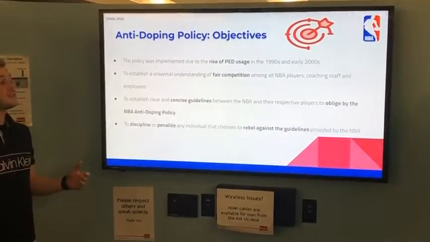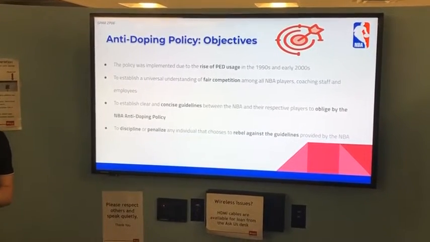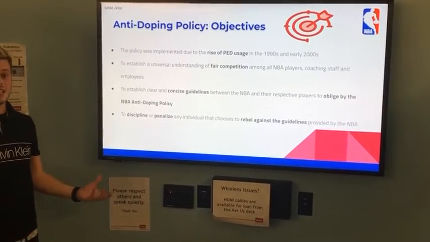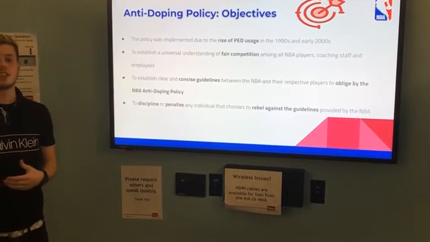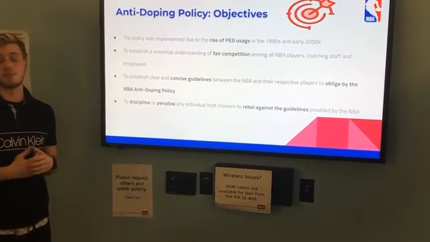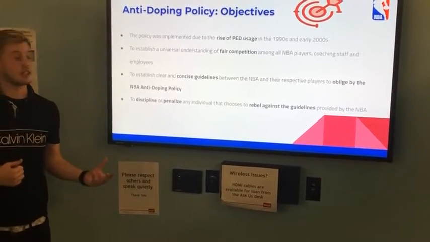All right, so next up we have the anti-doping policy and its objectives. Why it was initially implemented was because of the rise of PED usage in the late 80s, 90s, and early 2000s, with athletes, for example, such as Ben Johnson and Barry Bonds.